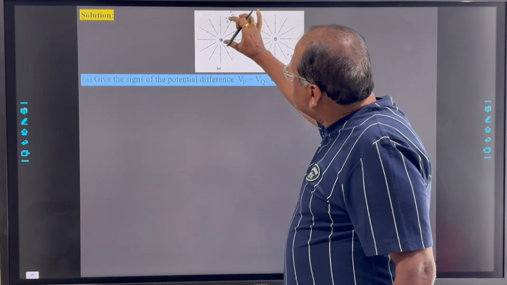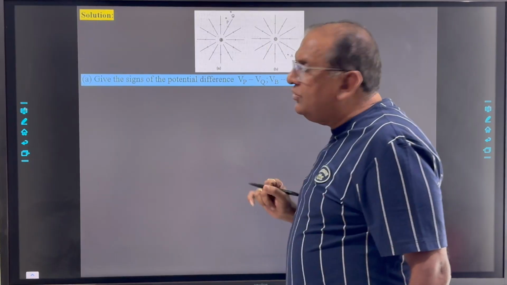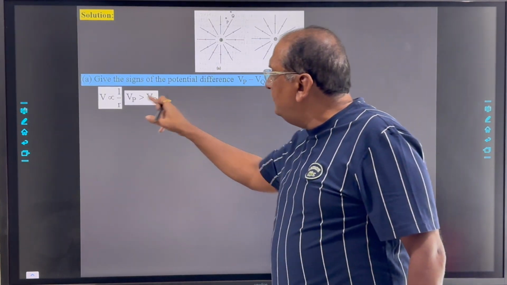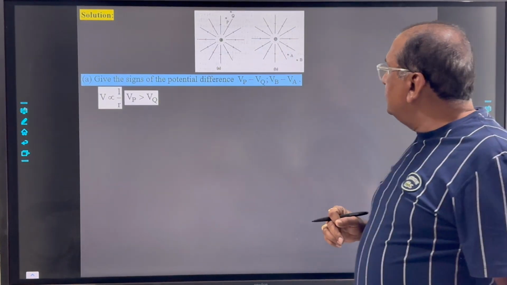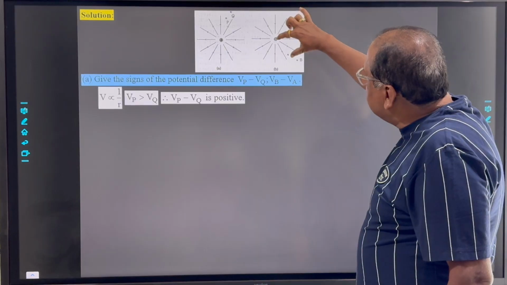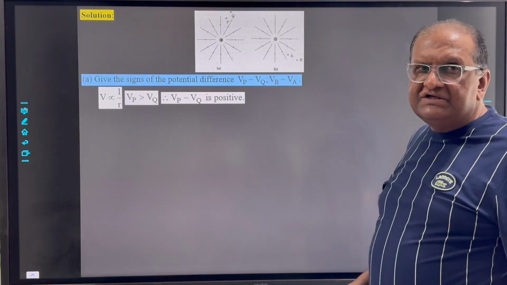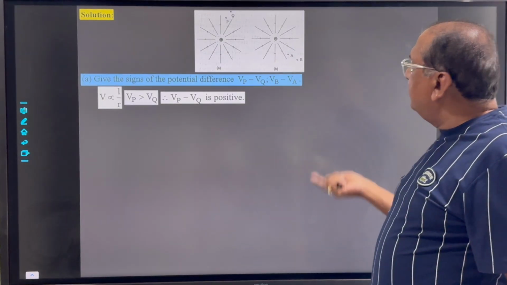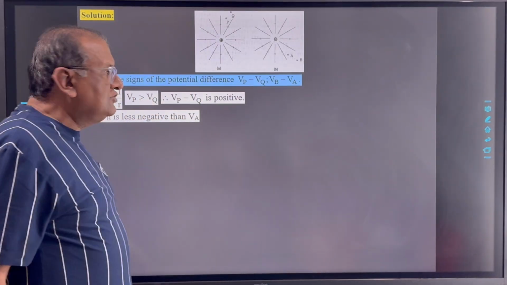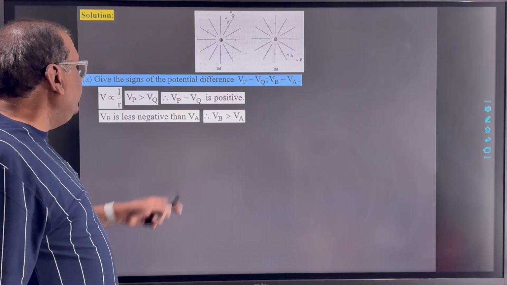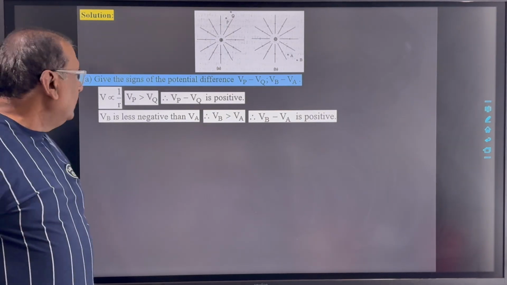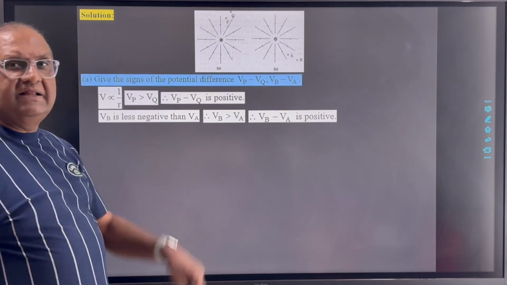So here P is at less distance compared to Q. So potential at P will be more than potential at Q. Vp is greater than Vq. So Vp minus Vq is positive. Here A is at less distance, B is at more distance. So we can say B will be less negative than A. So we can write Vb minus Va is positive, because Vb is less negative, so we can say it is greater than Va.